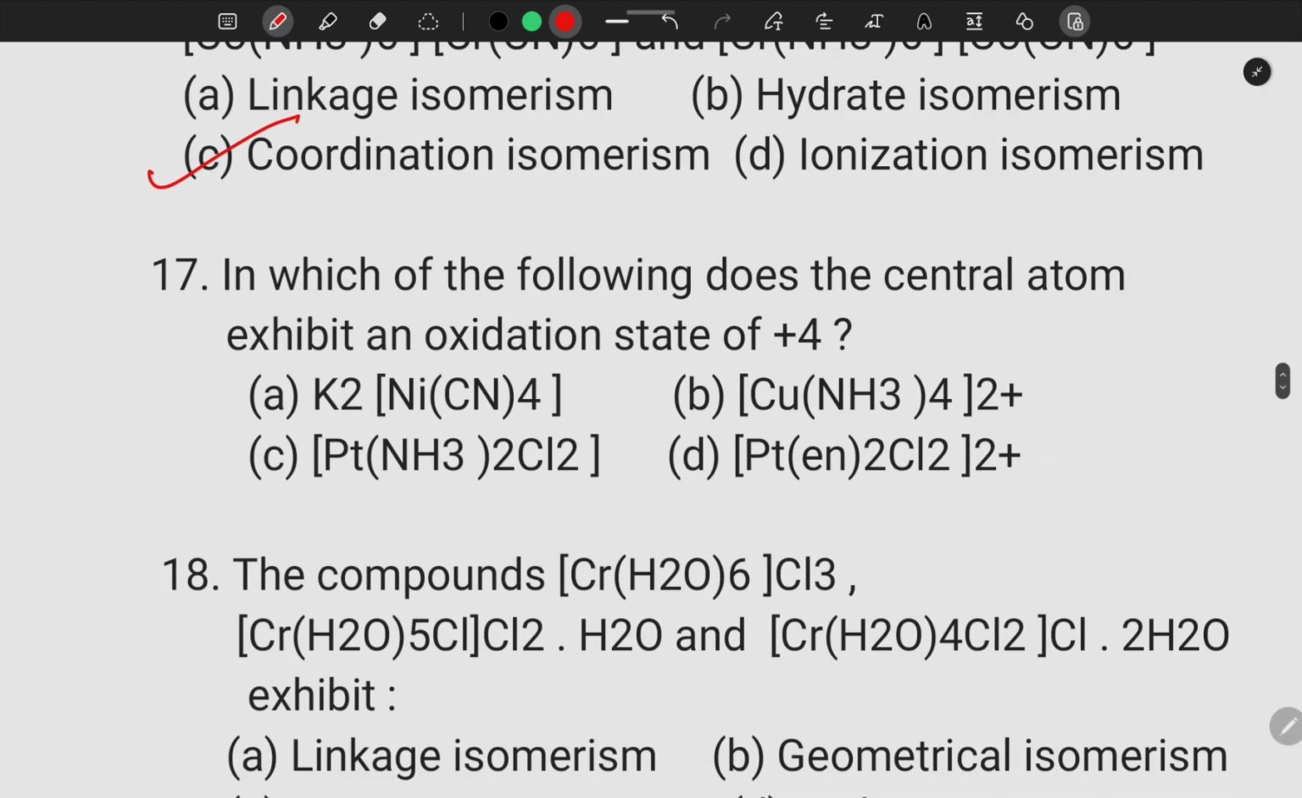In which of the following does the central atom exhibit an oxidation state of +4? In the first case, nickel shows an oxidation state of +2. In the second case, copper shows an oxidation state of +2. In the third case, the sum will be 0, so platinum will be in +2 oxidation state because ammonia is neutral. And in the last case, 2 chlorine give -2, so platinum is in +4 oxidation state. So our option is D.